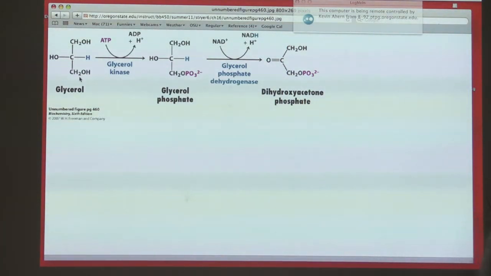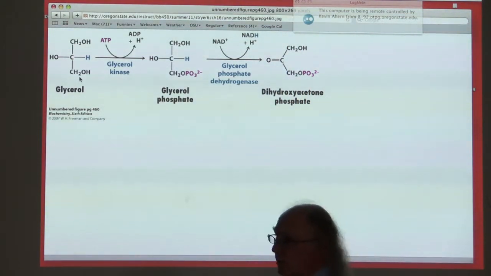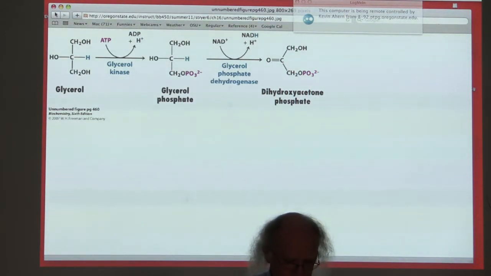Now, I mention that because we, in general, as animals, cannot synthesize glucose from fat. We cannot make it from fatty acids at all. We can't take fatty acids and make glucose from them. It's just not something that we have the enzymes to do. We can take the only other component of fat, which is the glycerol, and make it into glucose. So glycerol is the only part of fat that we can make into glucose.